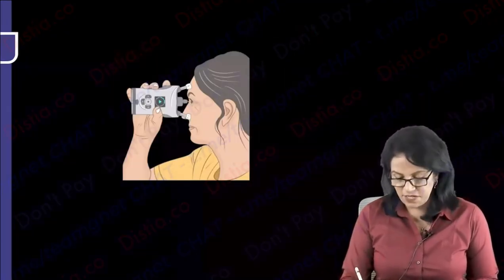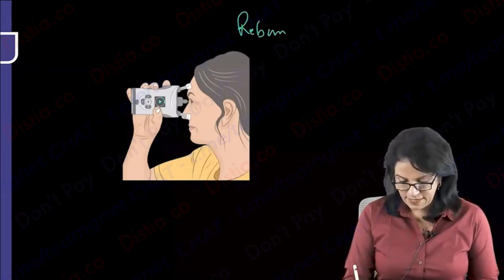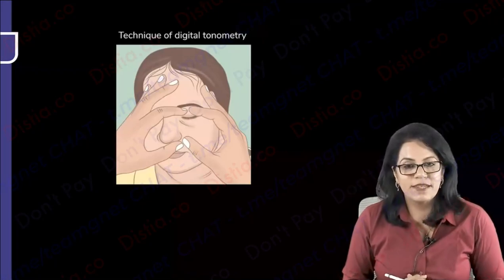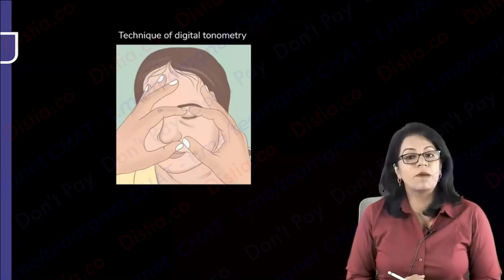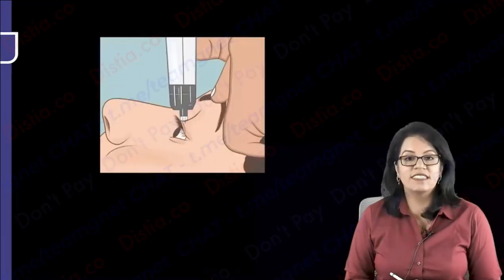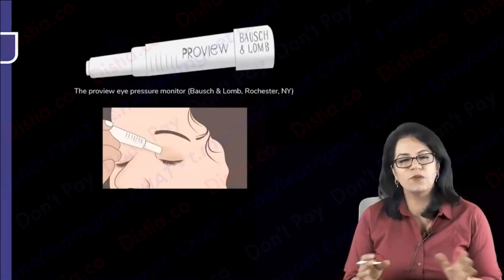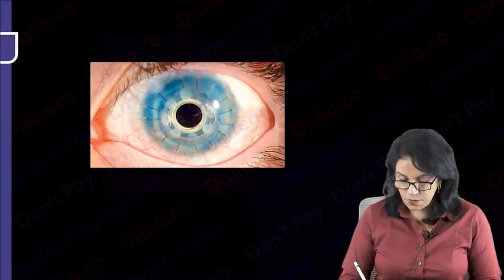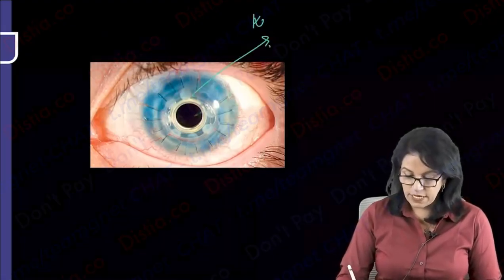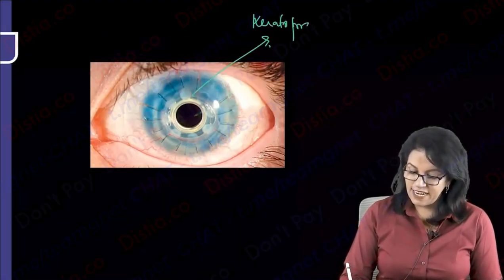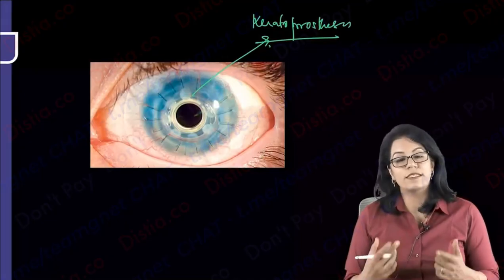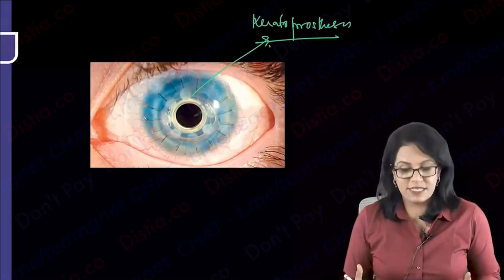Again the same, rebound tonometer. So this is what I'm talking about as digital tonometry. Transpalpebral, right? We all know this is Diaton and this is your ProView. Just be familiar with the name, nothing more. And as I told you, this is for the keratoprosthesis patient, so it can be used in patients with keratoprosthesis. What did I tell you about Pascal? You can use it in post-LASIK patients, right?